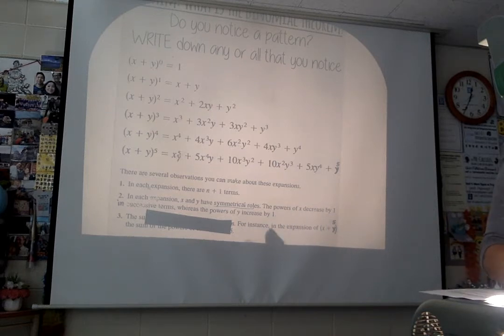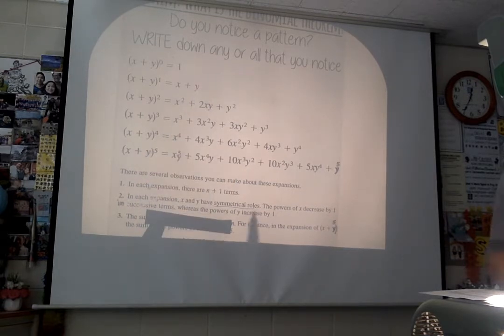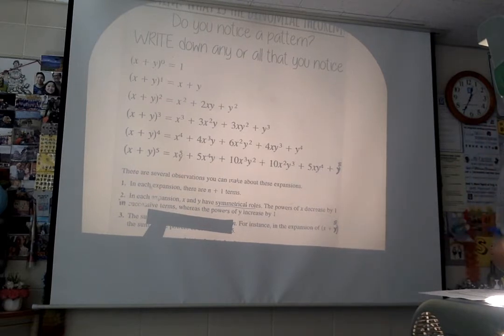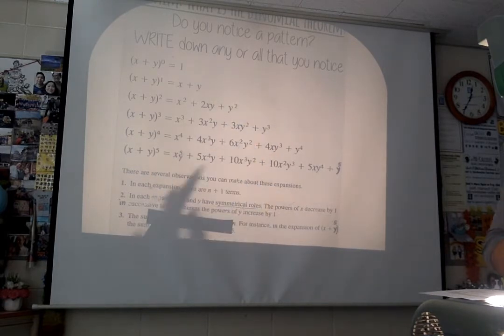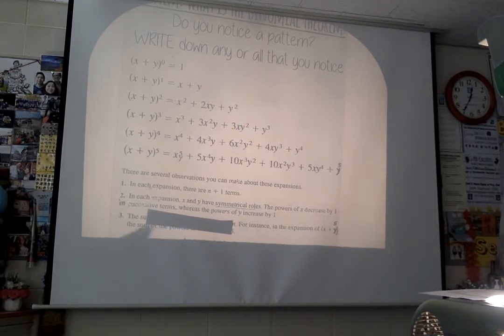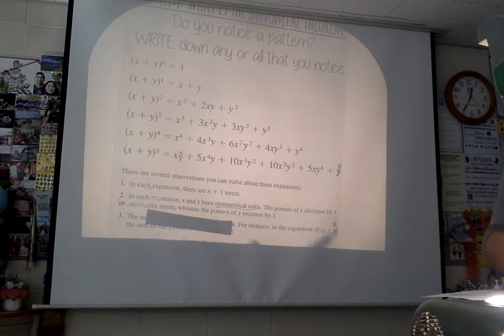The powers of x decrease by 1 in successive terms, whereas the powers of y increase by 1. What is that saying? The powers of x decrease by 1. So this one's 1, and then nothing here, which is 0, right? Powers of x: 2, 1, 0. 3, 2, 1, 0. Okay, so we get that. And then the powers of y increase by 1. You can see that too, because it was 0 here, it's 1 here, squared here, and 3 here. I'm just showing it with the higher degrees because it's easy to see the symmetrical role. And you see how it's balanced, right? 3, 1, 2, 2. They have symmetrical roles, okay?